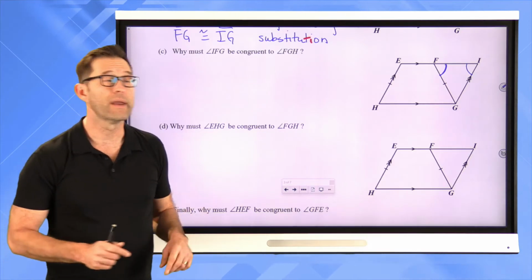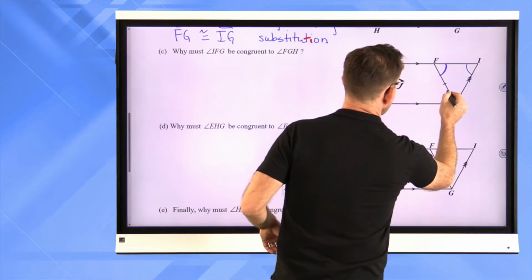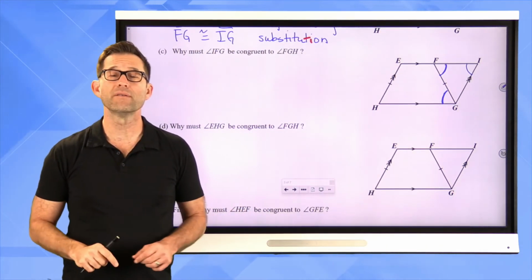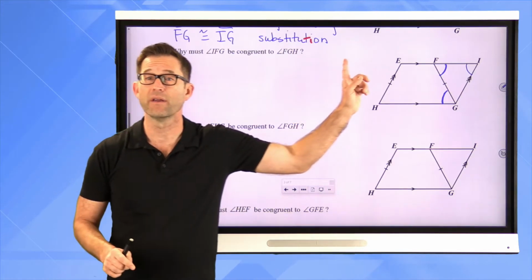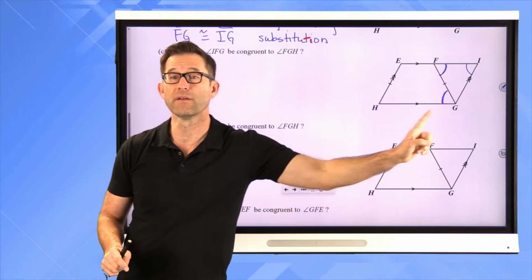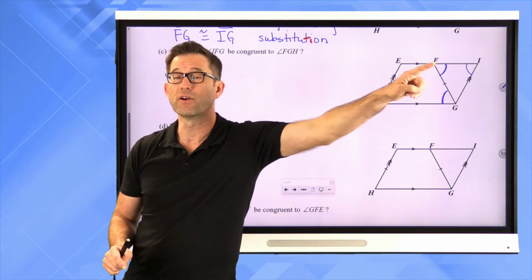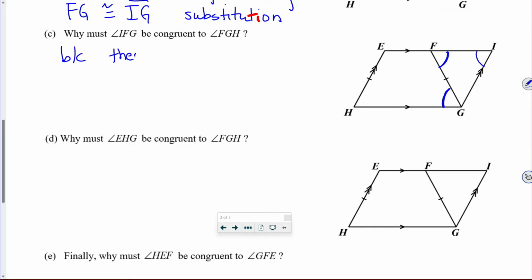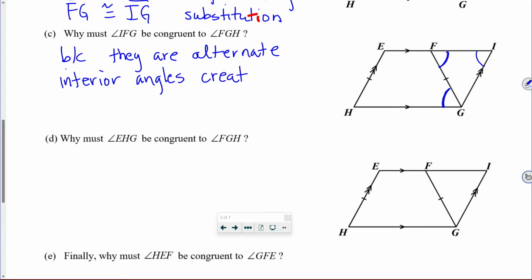All right, and what I'm going to do right now is mark those congruent angles, like this. And of course, those angles have to be congruent because they're alternate interior angles created by two parallel lines. We know that EI is parallel to HG, and those are alternate interior angles created by parallel lines.